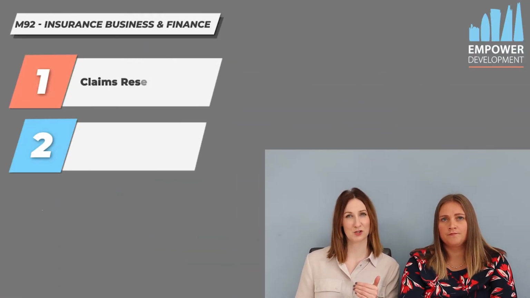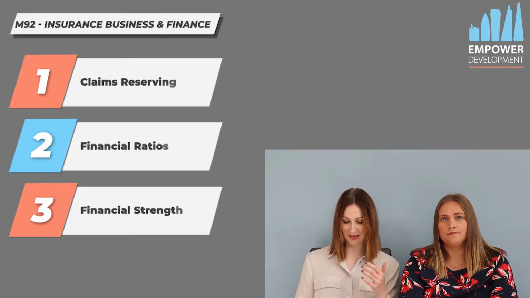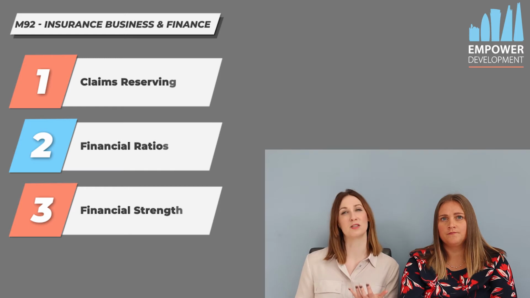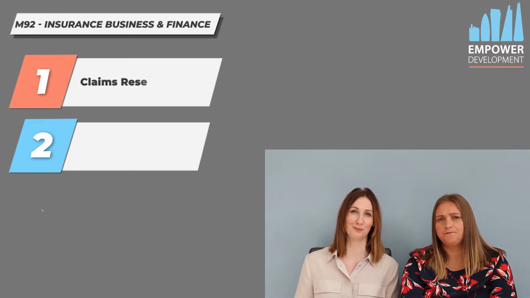Then as we get onto the latter part of the book, we look at claims reserving in a bit more detail, then financial ratios, and then finally, towards the end of the book, we look generally at the financial strength of insurance companies and how they're rated by companies like Standard & Poor's and Moody's and so on.